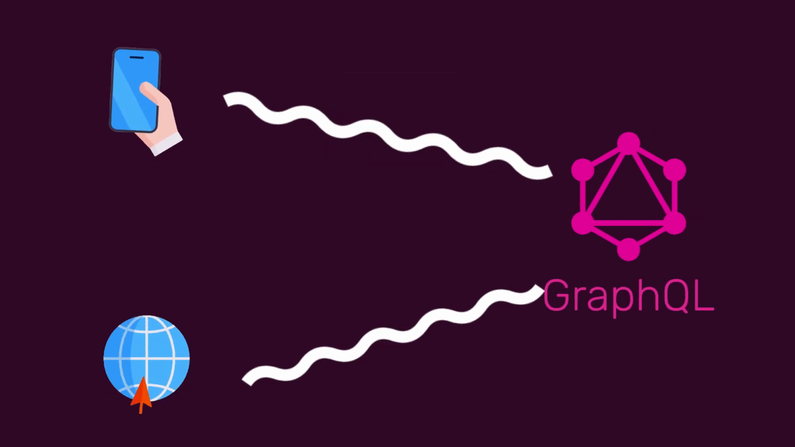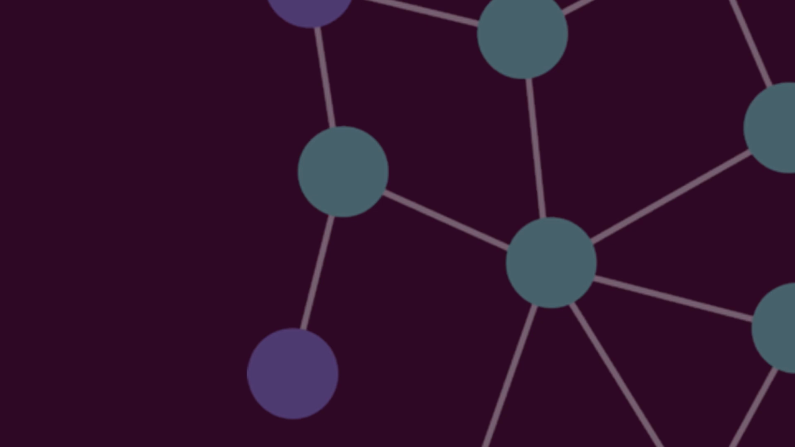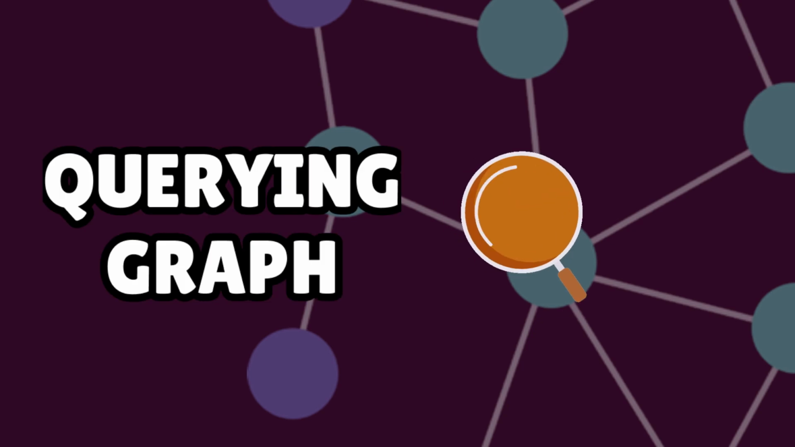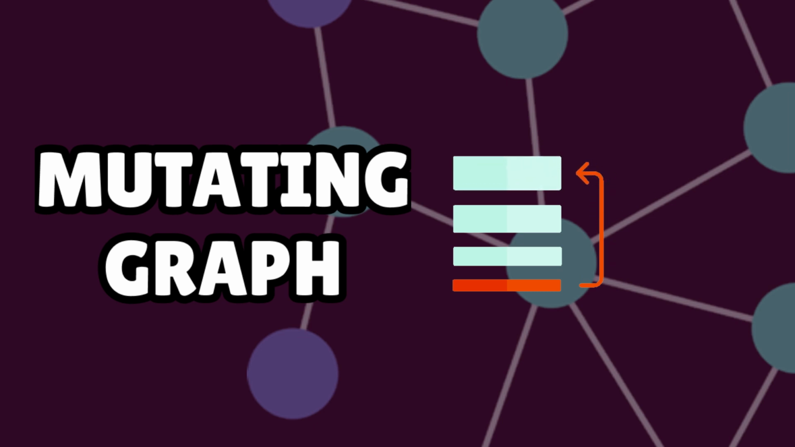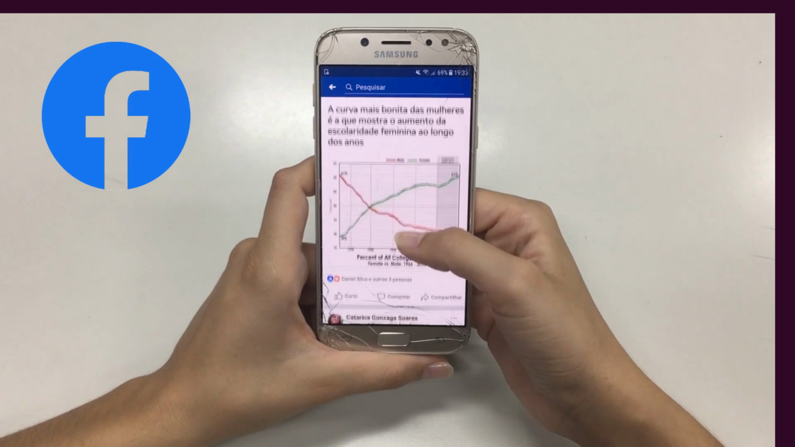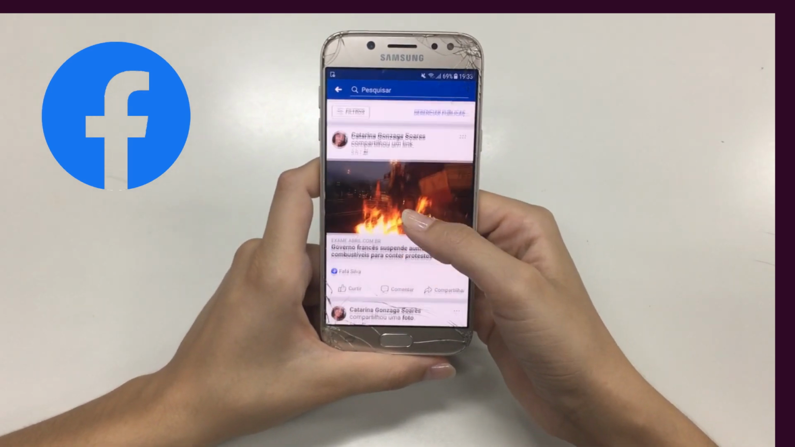Typically, the GraphQL server acts as an intermediary between back-end APIs and clients. GraphQL primarily involves two operations: querying the graph from the server and mutating nodes of the graph on the server. Let's explore the querying part first. Originally, Facebook developed GraphQL to retrieve friends and their activities as a graph from the server.